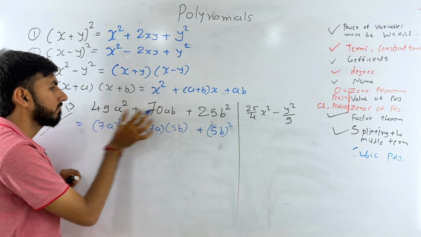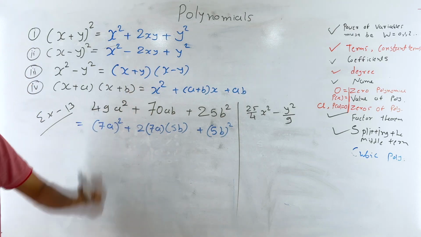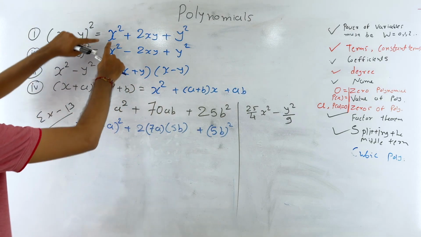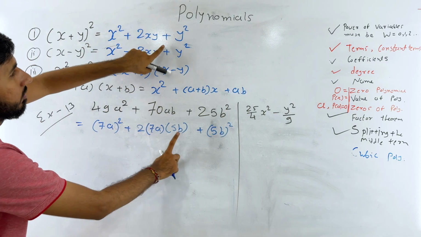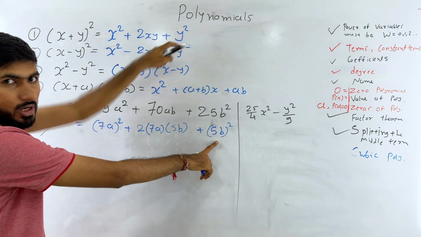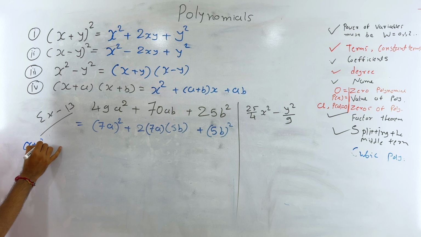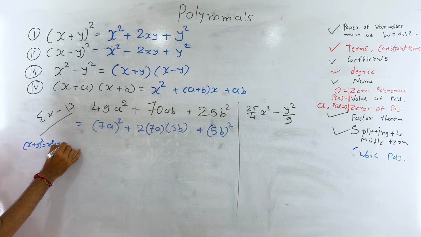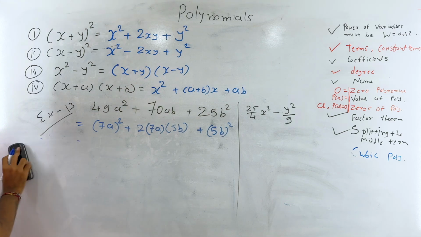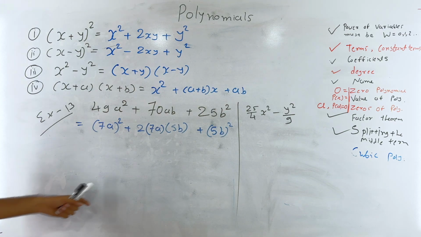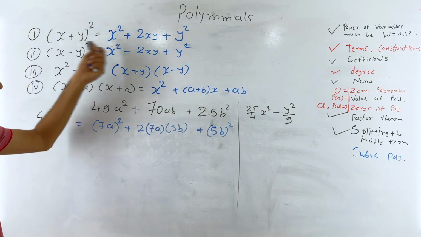So I have just simplified the question in such a format that I can use the identity directly. Now both look the same, right? First term square plus 2 multiplied by first term multiplied by last term plus last term square. So now I can use the identity that (x + y) whole square is equal to x square plus 2xy plus y square. You have to mention which identity you are using. Just mention it at the side of your question, that by using this identity.